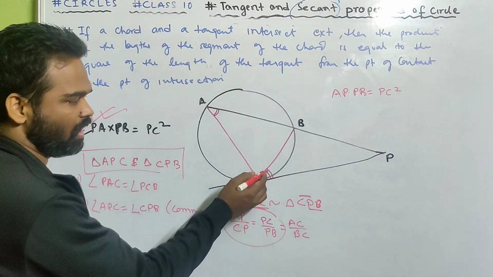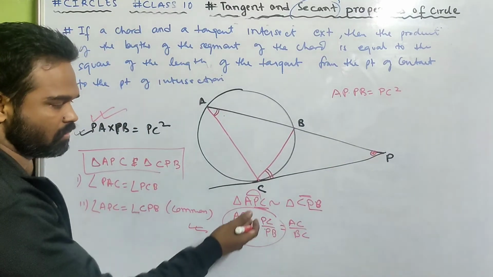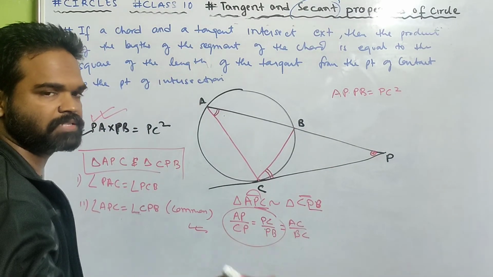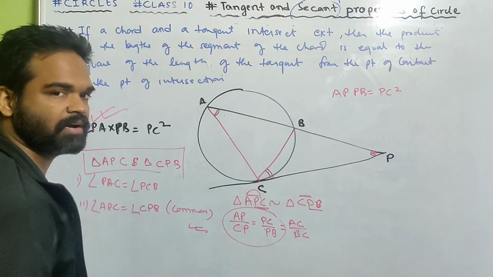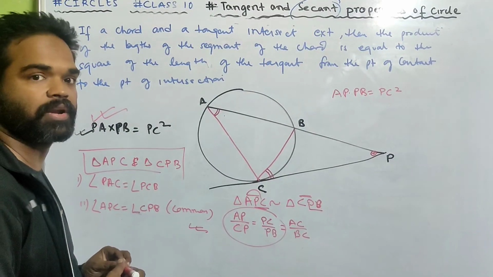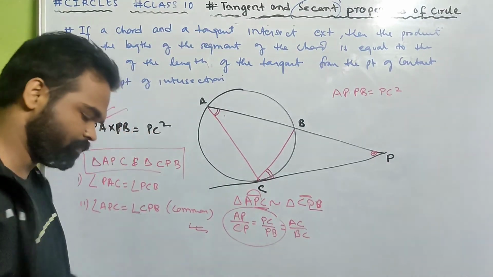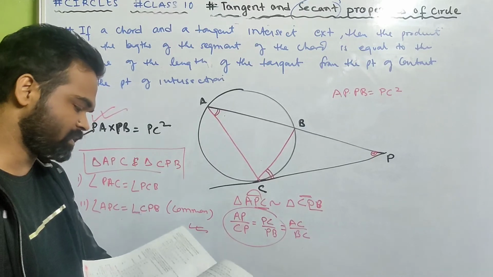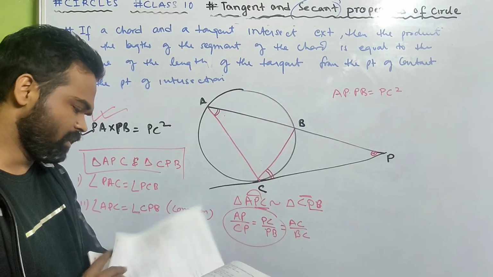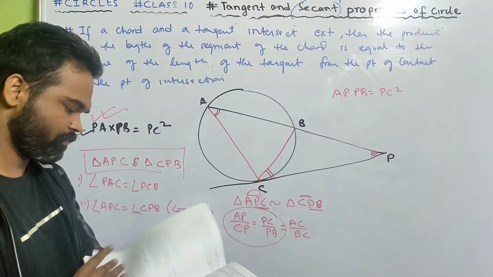Very easy. Angle in alternate segment, and this is the common angle. Done. They are similar. Then if two triangles are similar, the corresponding sides are proportional to each other. We used that. Done. So these were the theorems which are necessary before we move to the next exercise of circles, which is exercise, I think part 3, 15.3.